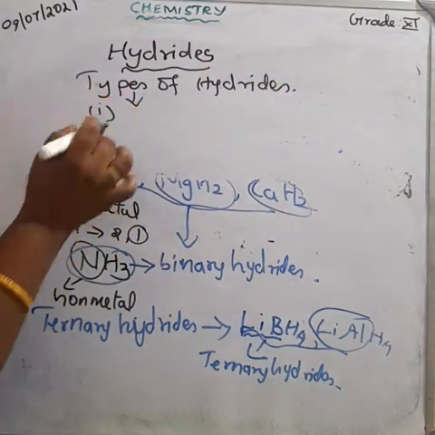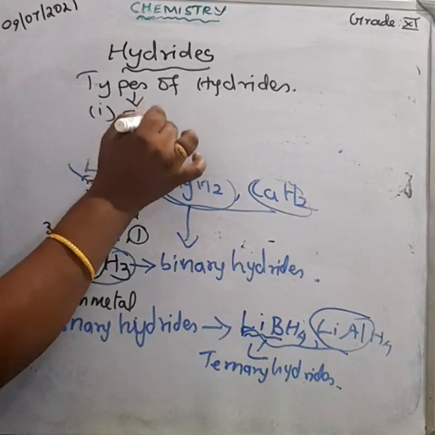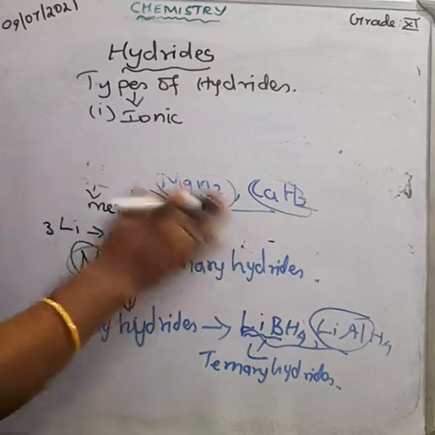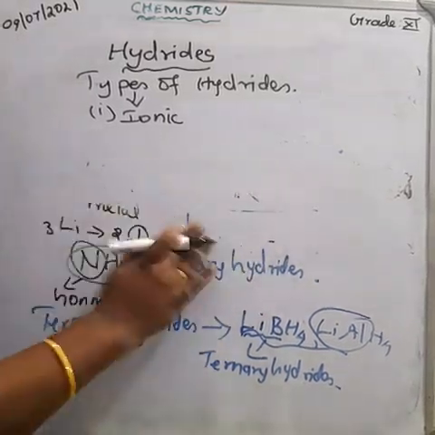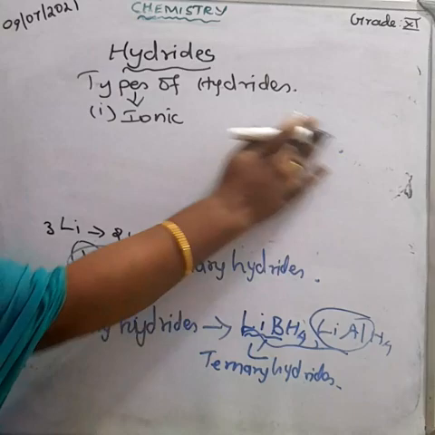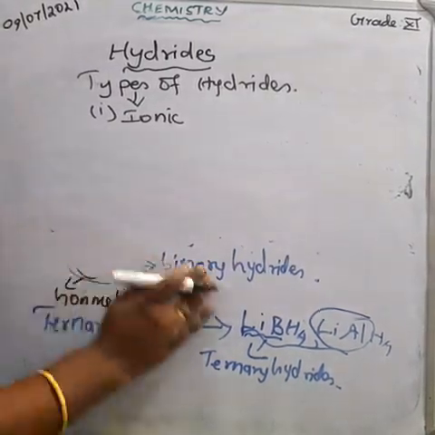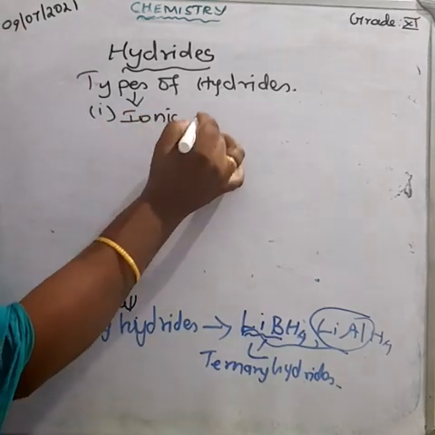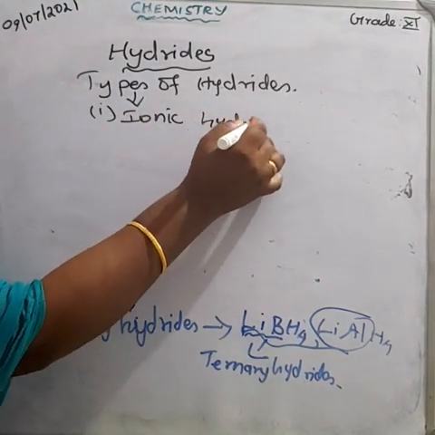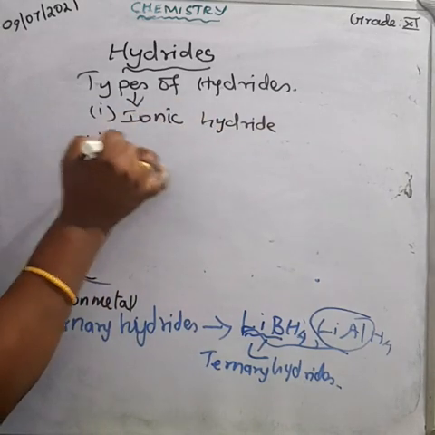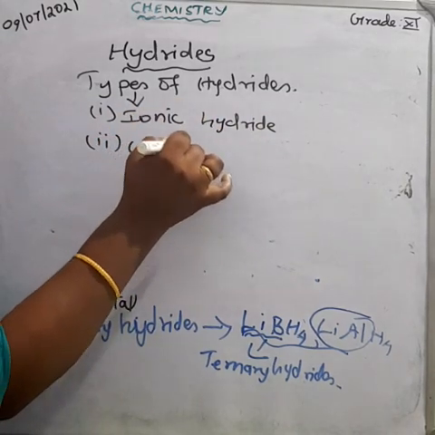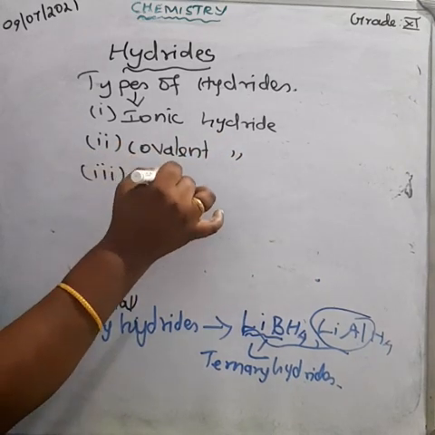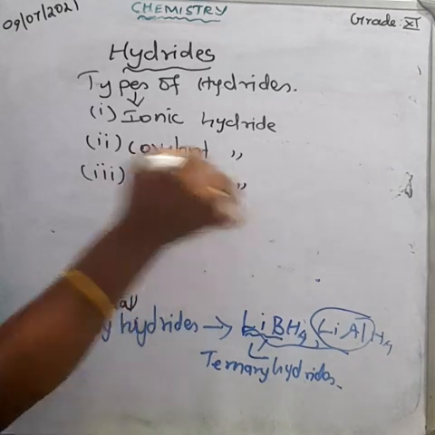The hydrides are classified into three types according to the nature of bonding, that is, which bonding is formed between the hydrogen and other elements. Depending upon that type of bonding, the hydrides are classified into three types. What are the types? Ionic hydride, covalent hydride, and metallic hydride.